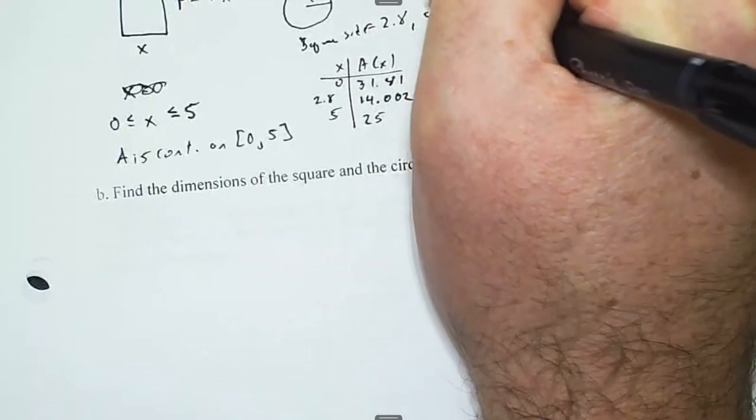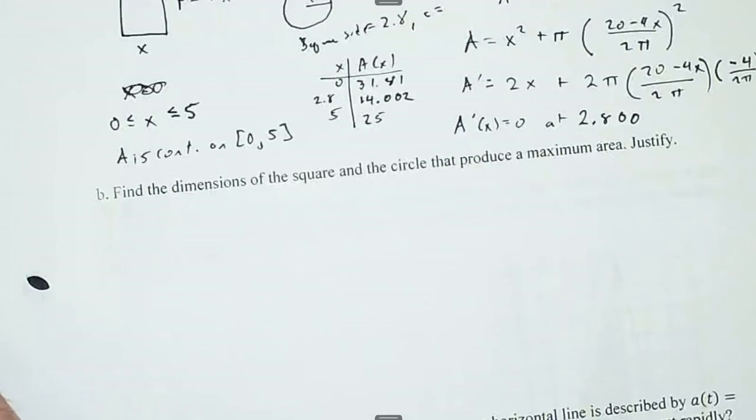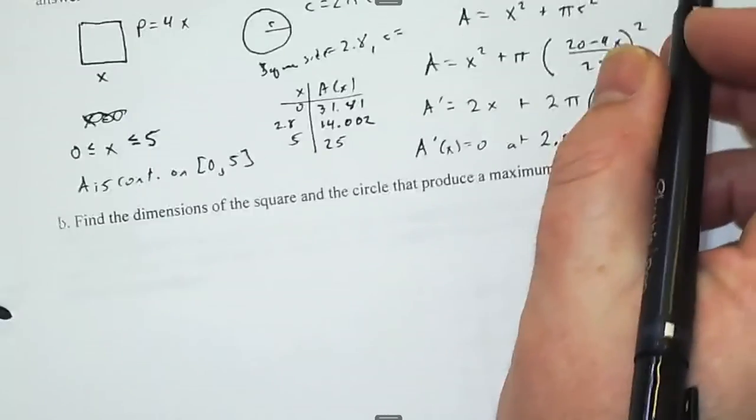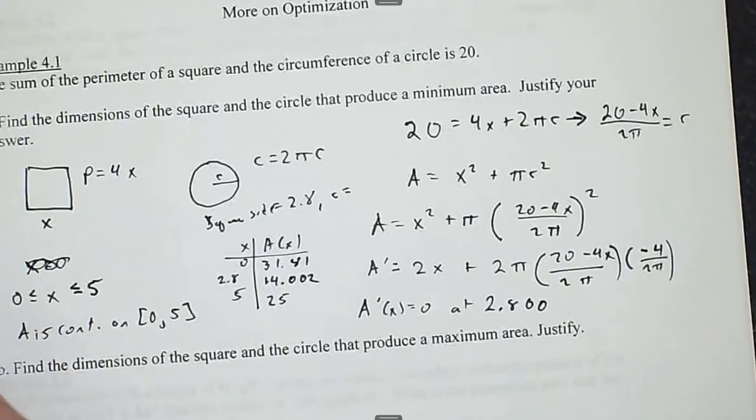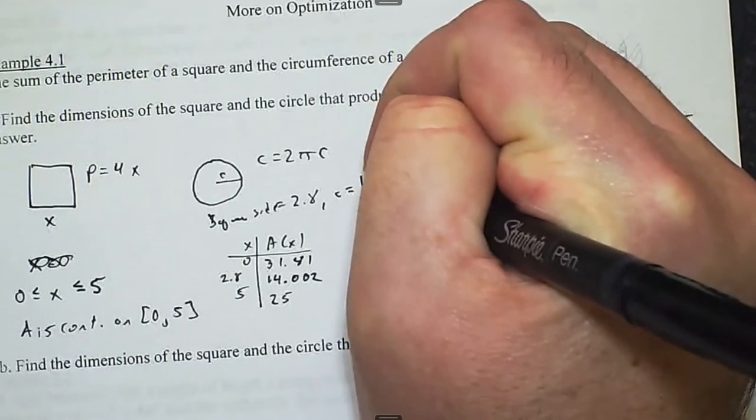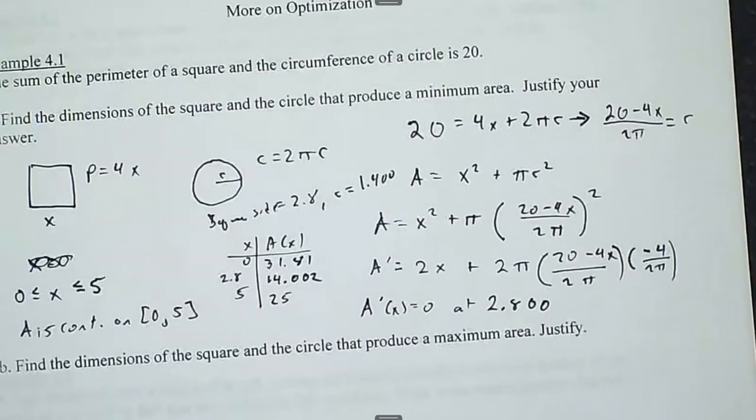And the circle's radius would be, there's how you get the radius right here. So we'll say 20 minus 4 times 2.8 divided by 2 pi. And that gives me 1.400. So that will give me a minimum combined area by the candidates test.